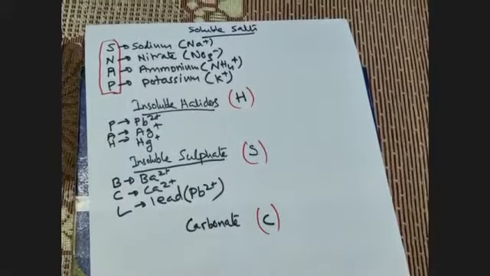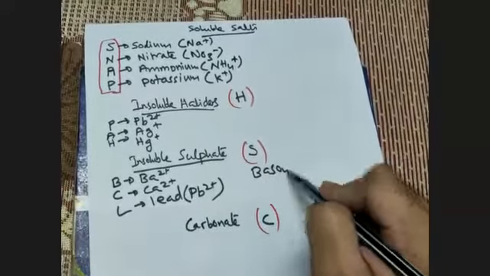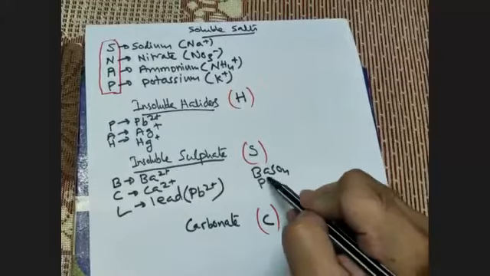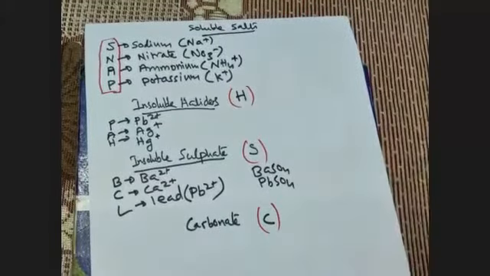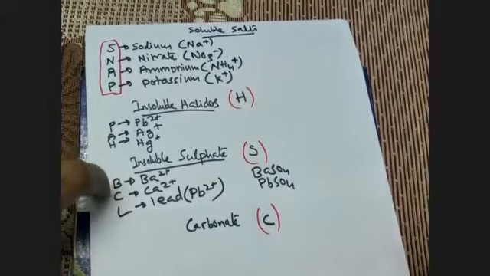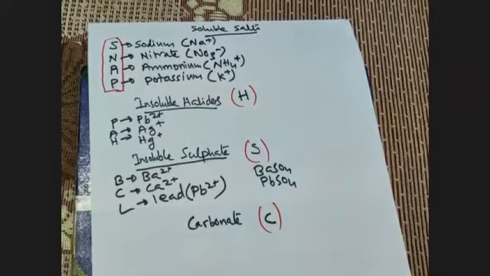Okay, that means any sulfate, suppose you have like barium sulfate, this is insoluble. Okay, you have like lead sulfate, PbSO4, this is insoluble. বুঝলা? So any sulfate salt that has these ions, barium, calcium, and lead, it's going to be insoluble.